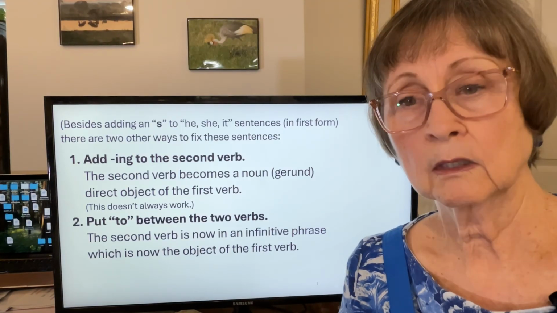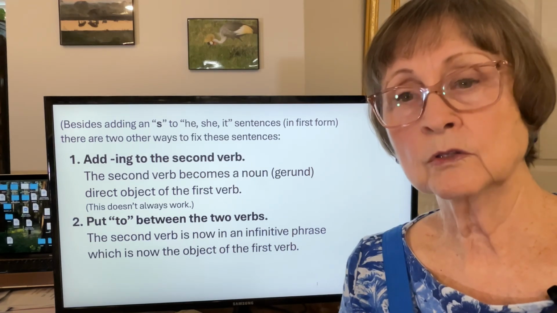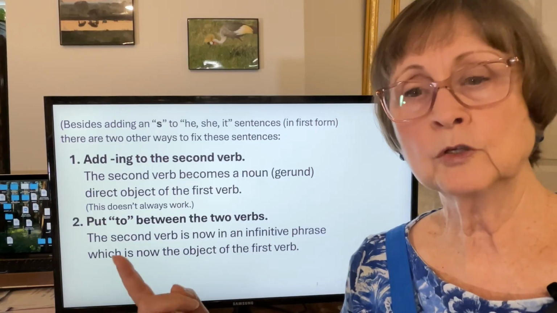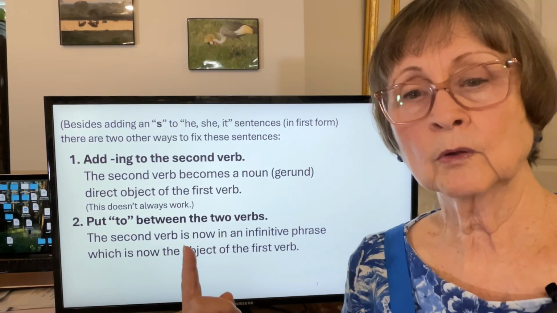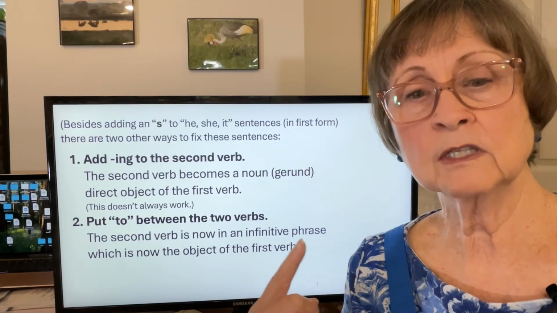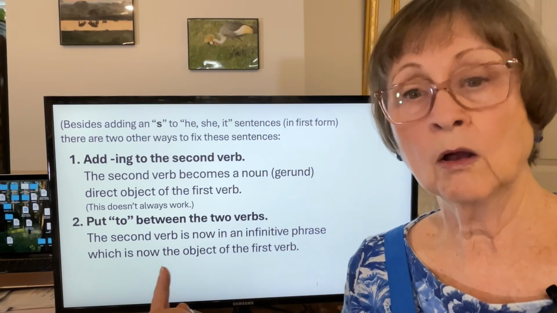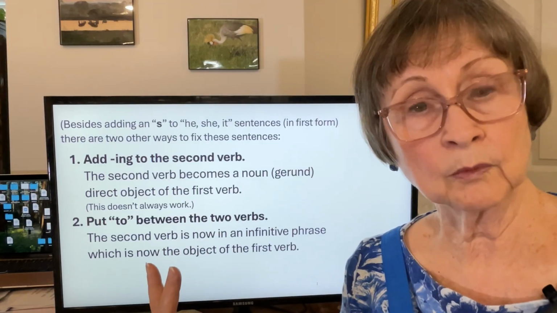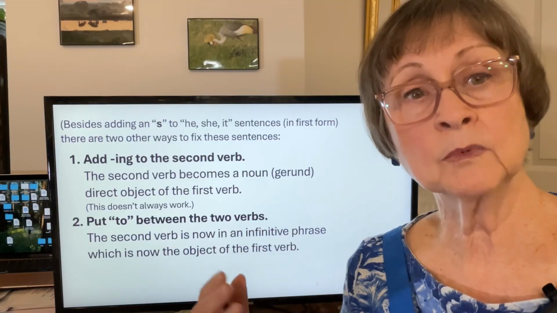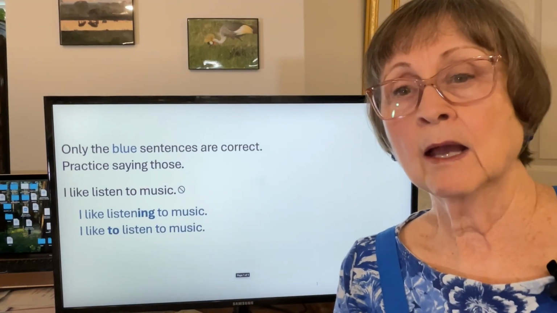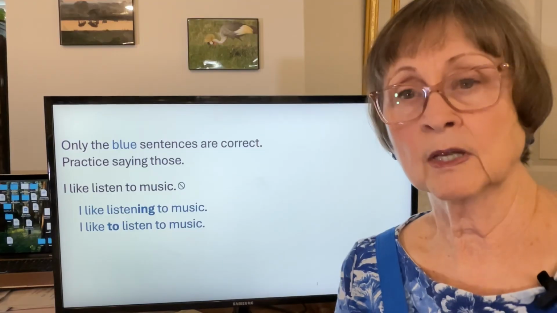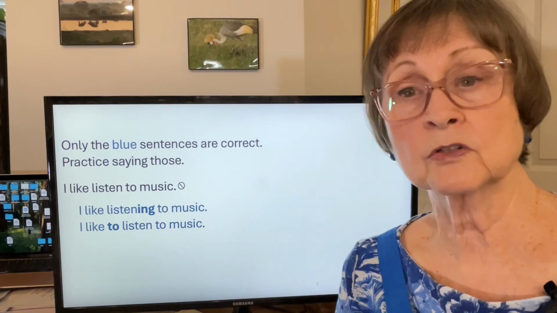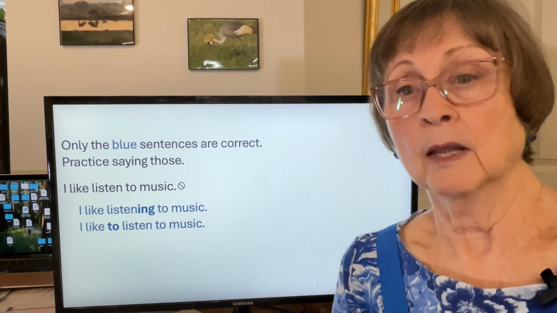Sometimes you have to use to. And sometimes you can't use to, you need to add ing. But we'll see some examples of that. But when you add to, the second verb is now in an infinitive phrase, which is now the object of the first verb. So the first verb is the main verb, and the second verb becomes a direct object. Now, I'm going to give you many examples of this, but only look at the blue sentences for the correct way to say it and practice those.